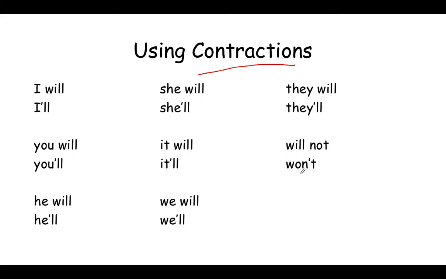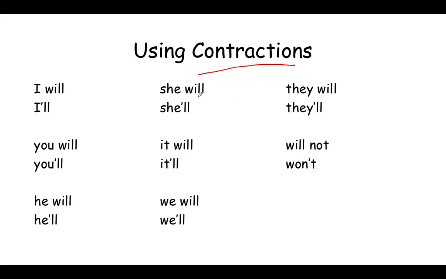This is a weird one in English because it looks kind of strange, because instead of saying W-I-N-T, like you're saying the words together, they put an O there. So it's pronounced won't, not will not. Sorry, I was getting you confused.